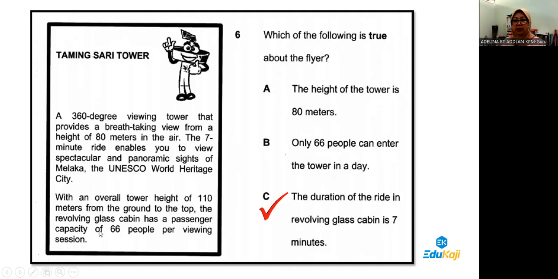It has a capacity of 66, meaning that it can be more, but it would not be safe if it is more than that. Okay, the duration of the ride on the revolving glass cabin is 7 minutes. Is it 7 minutes? Yes. See? The 7-minute ride enables you to view spectacular panoramic views. 7 minutes ride means revolving glass cabin. Therefore, the answer is C.